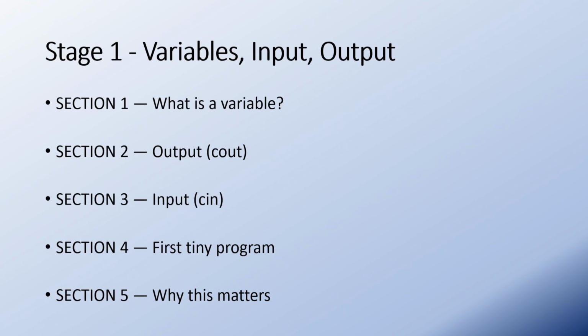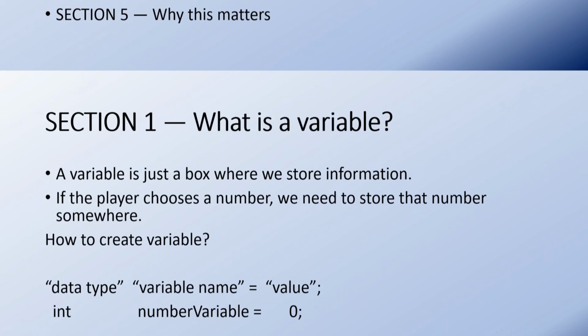In stage 1, we are focusing on 5 small but important topics. First, what a variable actually is. Then, how to show messages on the screen using cout. After that, how to read input from the player using cin. We will write our very first tiny program. And finally, I will explain why these basics matter for building tic-tac-toe.